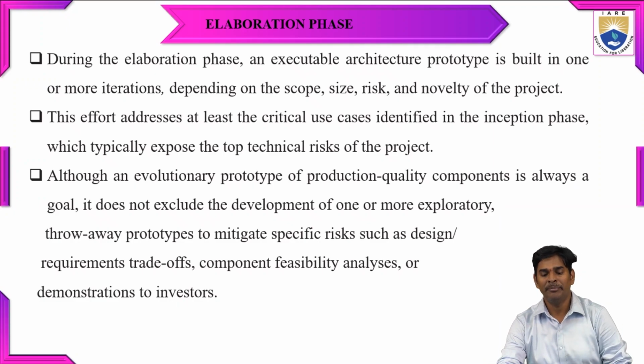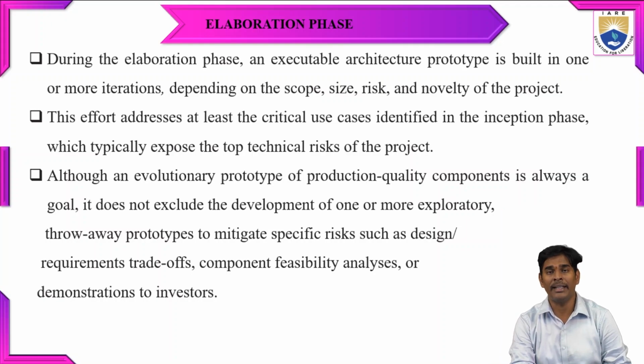And here, mainly in the elaboration phase, they need to consider the architecture prototype. This architecture prototype must be iterated, depending upon the scope, the size, and the risk and novelty of the project. So whenever they're doing the architecture, they need to check the prototype of the process, whether there is any scope, and what the risk is when they're building this executable architecture prototype.